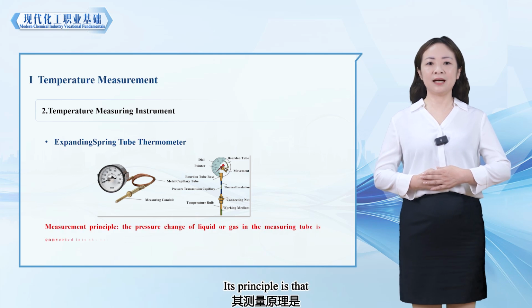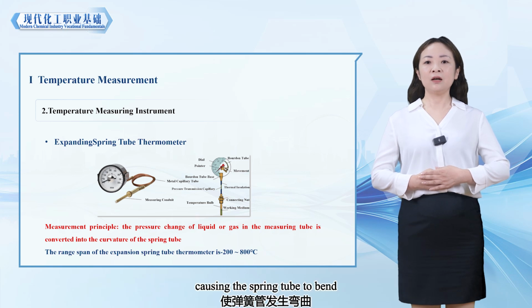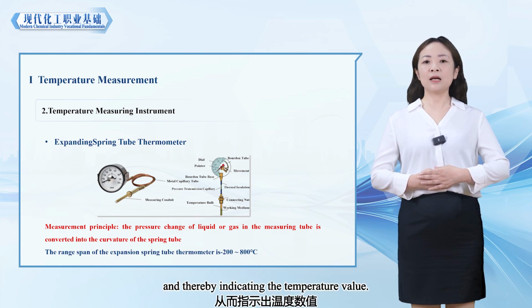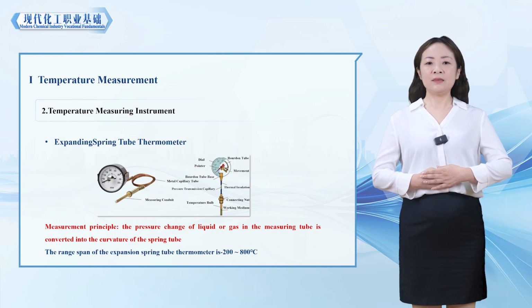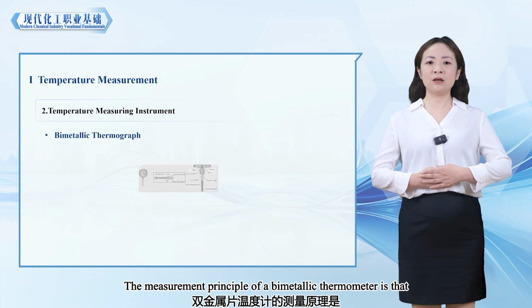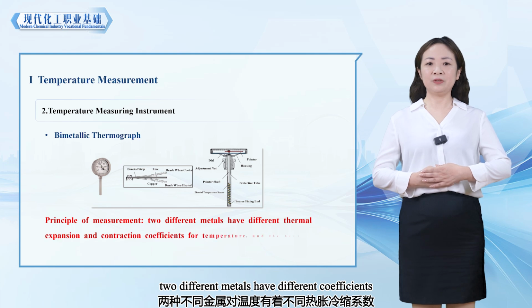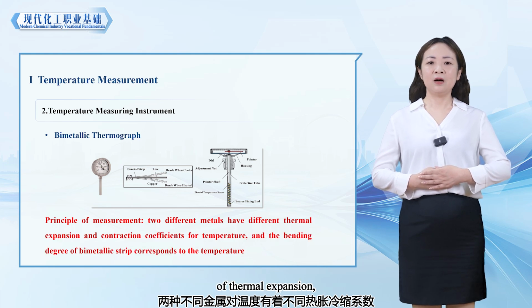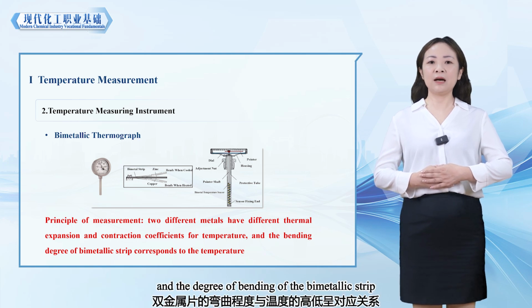Its principle is that temperature changes are transmitted through a measuring tube, causing the spring tube to bend and thereby indicating the temperature value. This thermometer has a range from -200 to 800 degrees Celsius. The measurement principle of a bimetallic thermometer is that two different metals have different coefficients of thermal expansion, and the degree of bending of the bimetallic strip corresponds to the temperature.